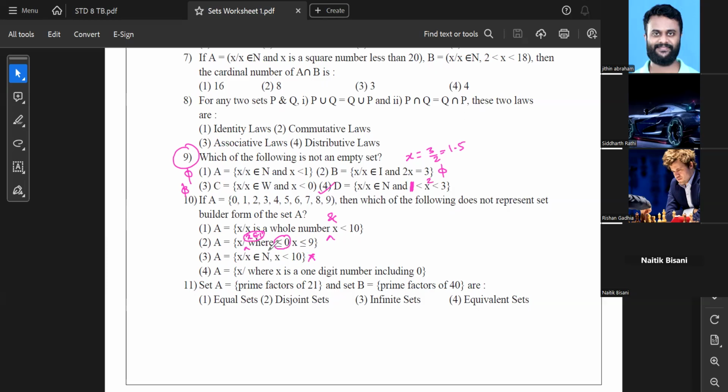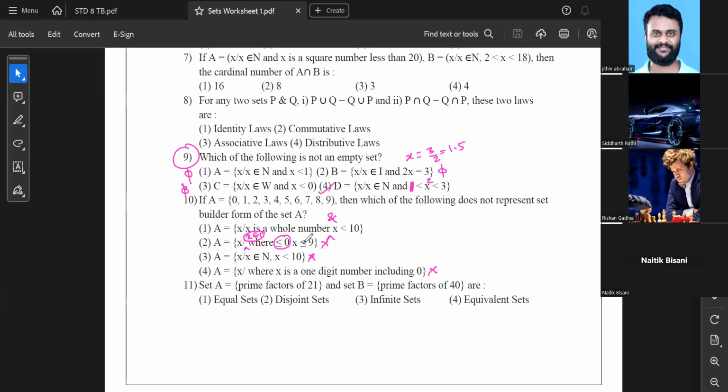Is it a rule? See, when you're mentioning 'where', it should make some sense. Where what? No, we don't do that. Sir, but fourth one, where x is a one-digit number including zero. So minus can also come, -1, -2, -3. The fourth one cannot represent this one. The third one cannot be represented as a universal set. It cannot be represented because the information is incomplete.